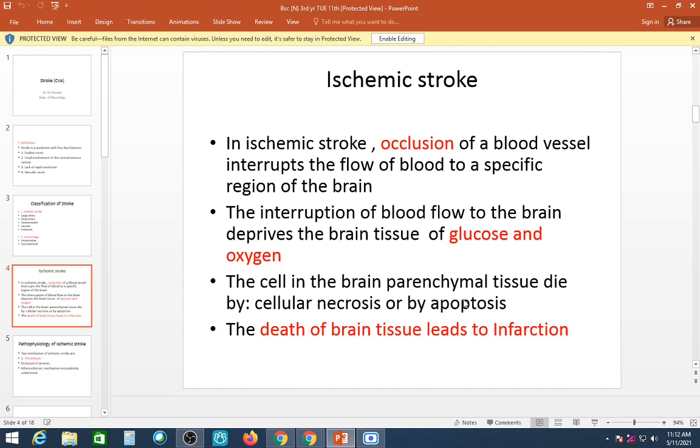There are two methods of pathological changes that occur in the brain cells when they do not get the nutrition. And because those brain cells are dead, it leads to what? Infarction or ischemic stroke. So that area of the brain is dead.